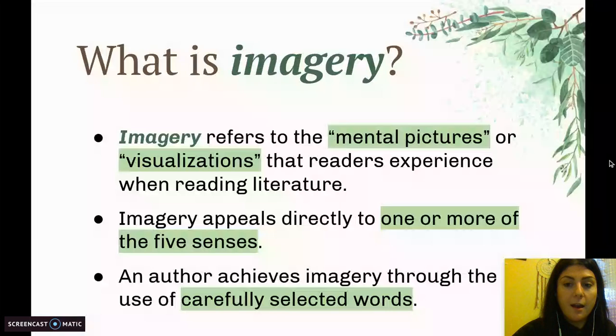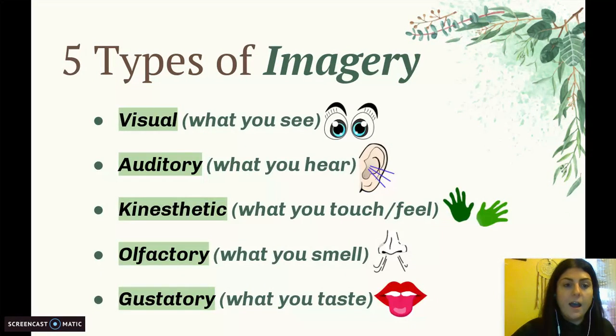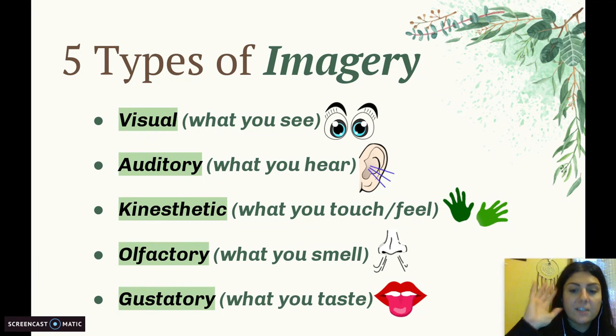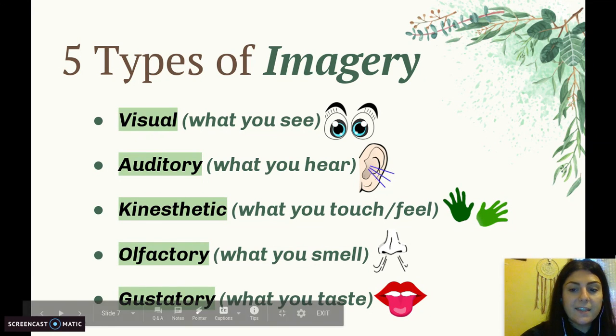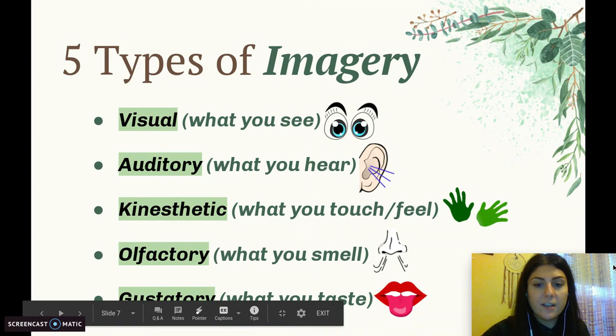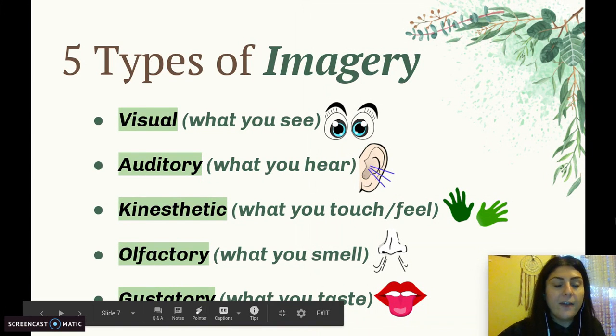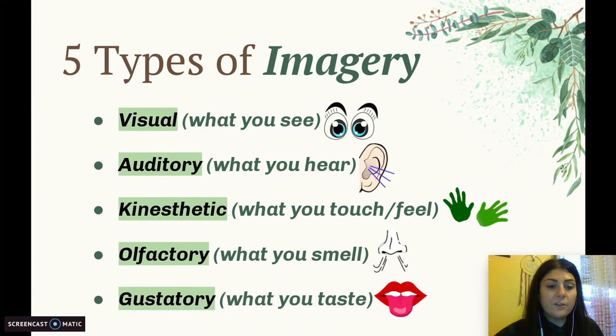Okay? All right. With that being said, there are five types of imagery that go along with the five senses. So we have visual imagery, which is based on what the reader could see, based on what you write. Auditory, which is what you hear. Kinesthetic, which relates to what you could touch or feel with your hands. The olfactory, which is what you could smell. It's the sense of smell. And also the gustatory, which is what you taste.